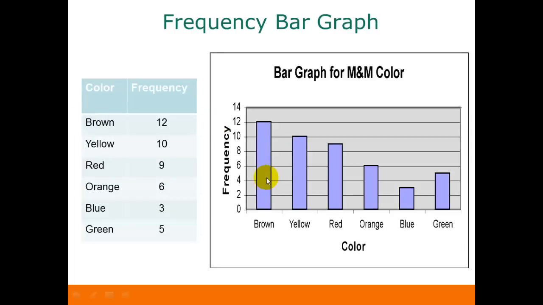So here's our frequency bar graph. Notice we just have a bar or rectangle for each color. They're labeled down on the horizontal axis, and then the heights of each bar tells us the frequency for that category. So looking at this graph, we could see that there must have been 5 green M&Ms because the height of this rectangle is 5.